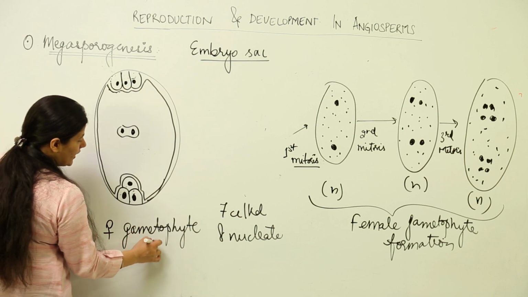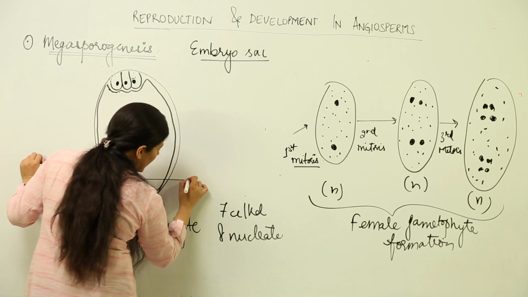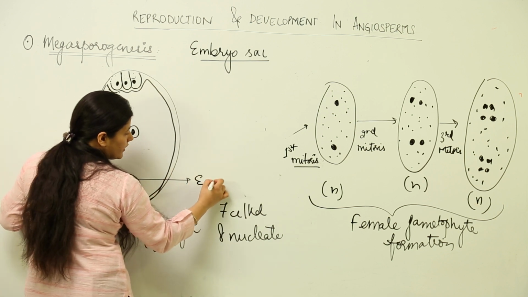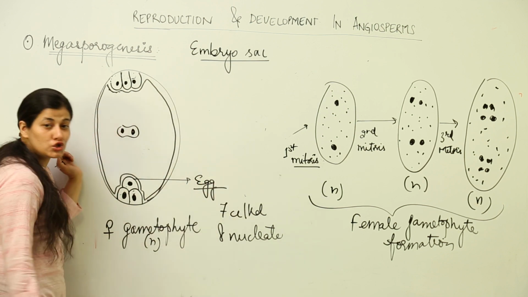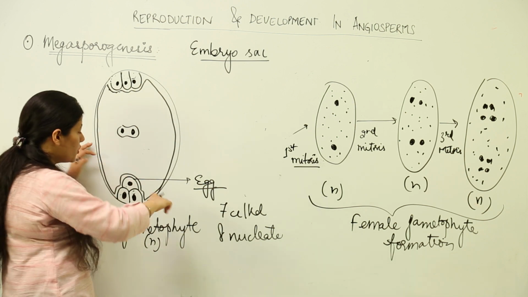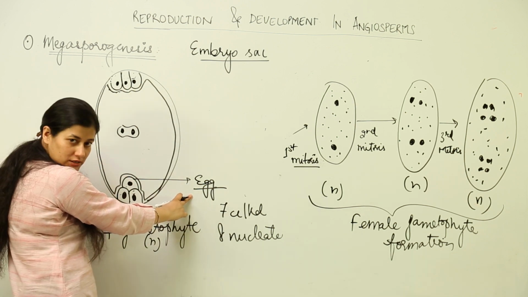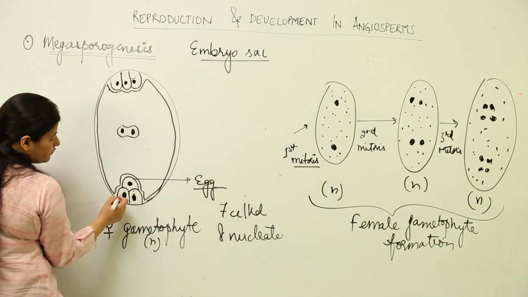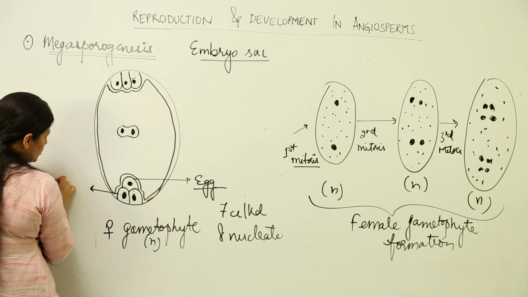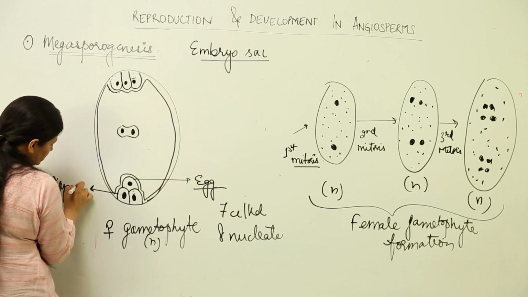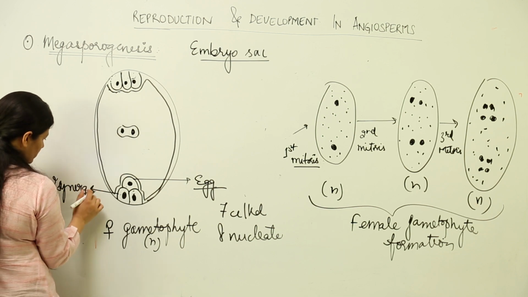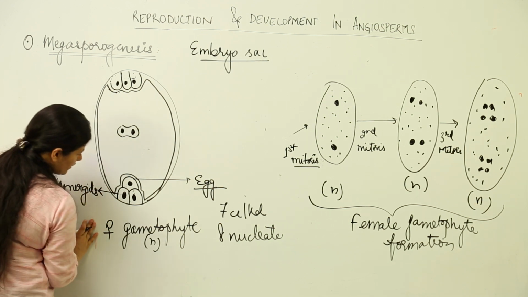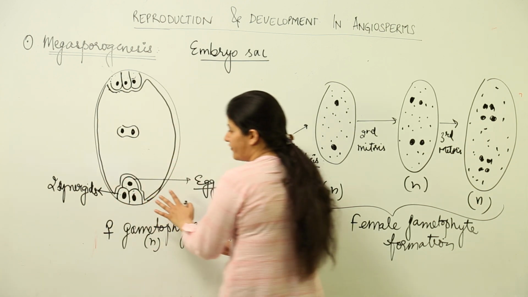Certainly it is haploid, and what all it has? Firstly, where lies the female gamete? That is the egg. This is the female gamete which would unite with those two male gametes which are coming from the pollen. So, this is the female gamete, and hence we have completed the megasporogenesis. Along with these female gametes, we have two synergids. These cells are called as synergids, two of them.